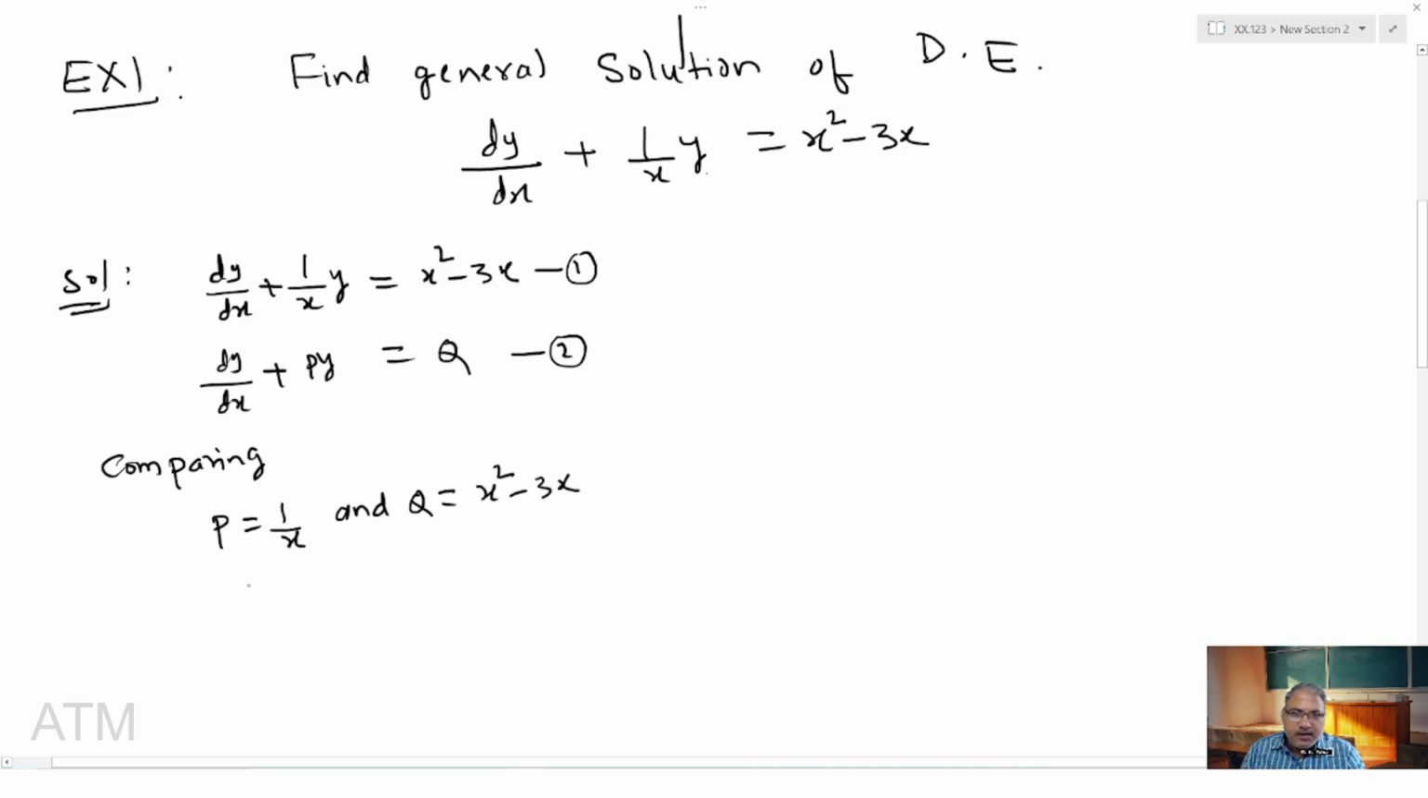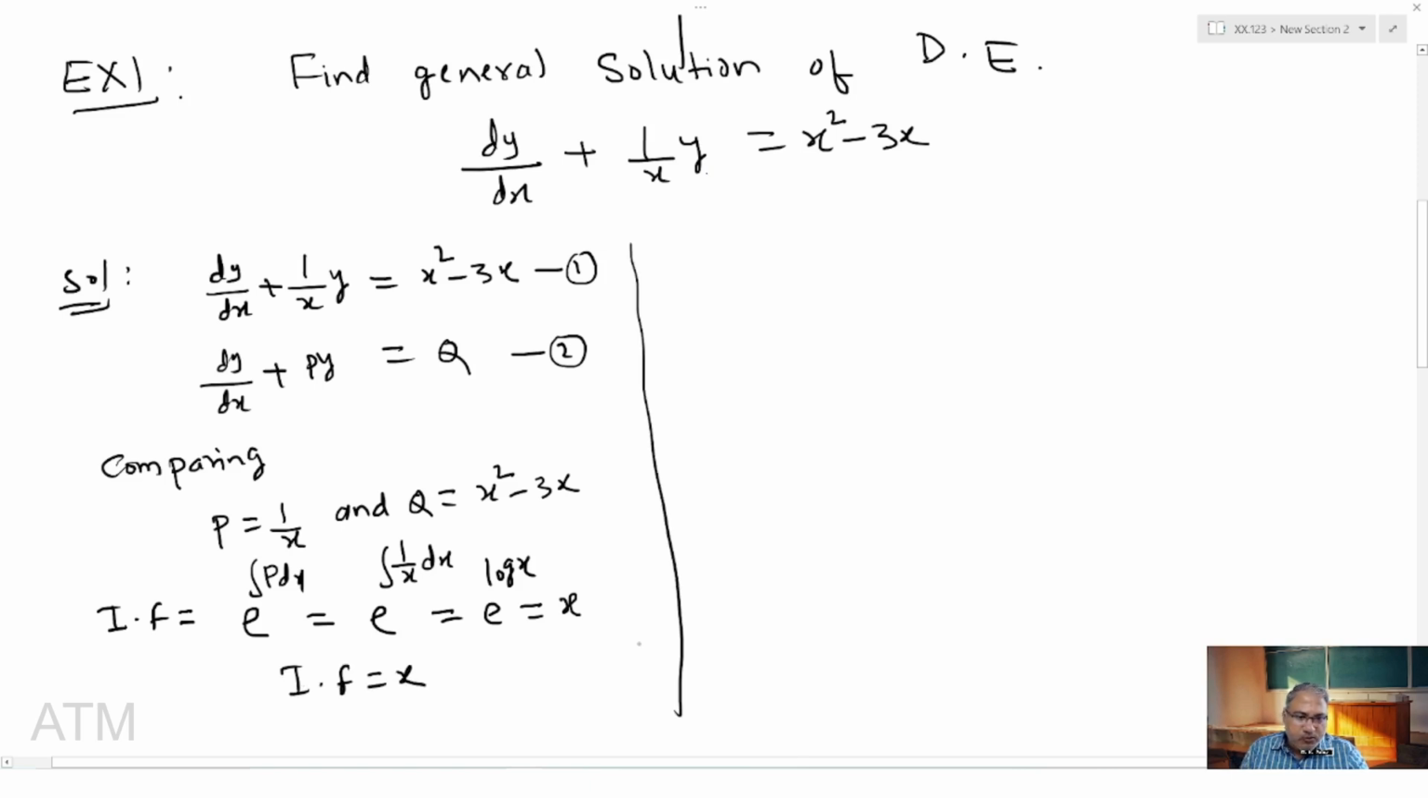After deciding p and q, we have to find the integrating factor. So the integrating factor is given by e raised to integration of p dx. So that is e raised to, what is p? p is 1 upon x, with respect to x. So e raised to integration of 1 upon x with respect to x equals e raised to log x. And we know that e raised to log x equals x. So we got integrating factor equals x. Step number 1 is over. Now the general solution.